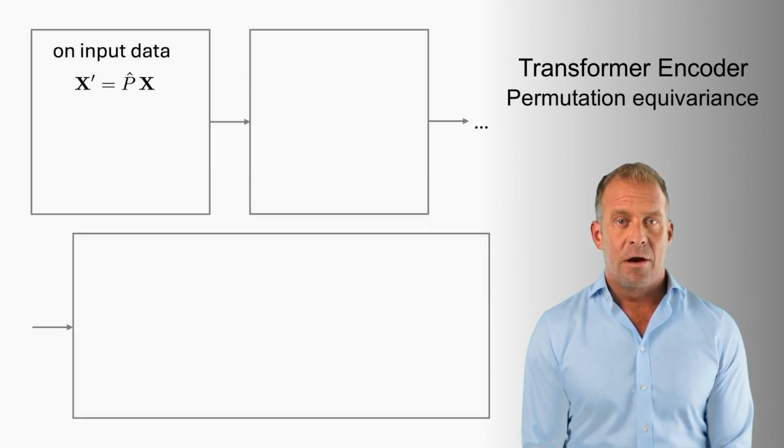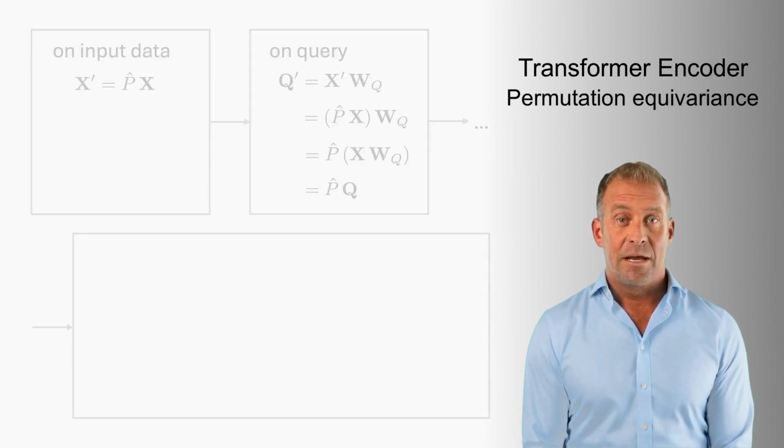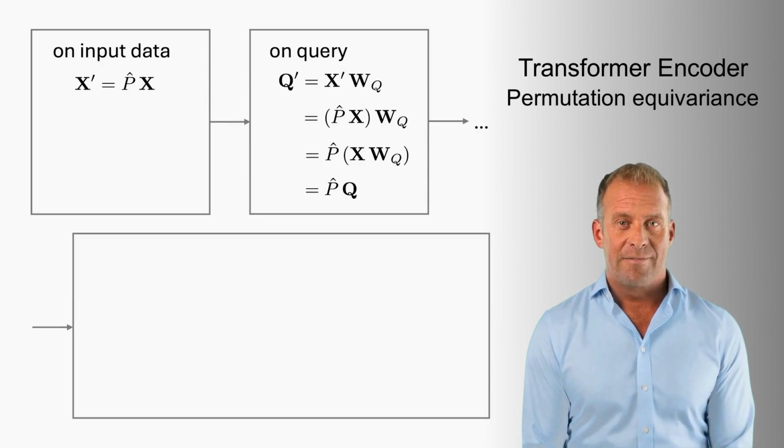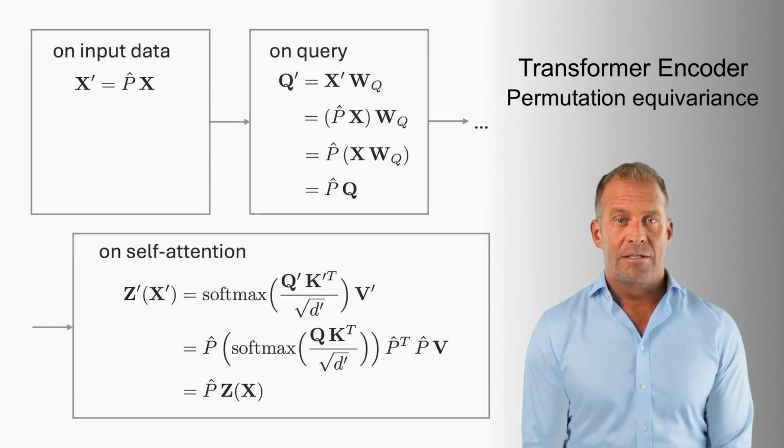Self-attention alone does not know the order of the input data. The permutation operator P rearranges the entries of the input vector X. If the input data are permuted, the query matrix Q is permuted as well, and the same happens for the key and value matrices. As a result, the attention output is permuted in exactly the same way. This property is called permutation equivariance, meaning the transformer needs explicit positional information.